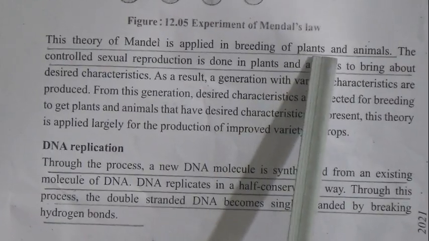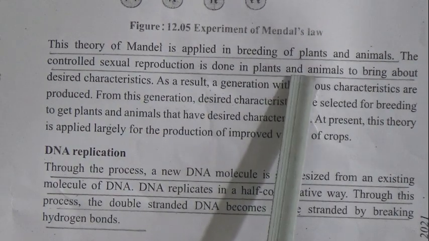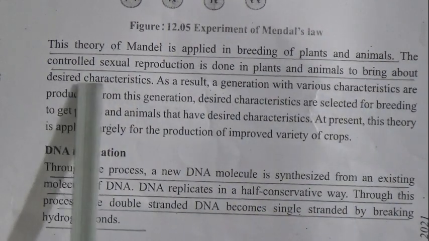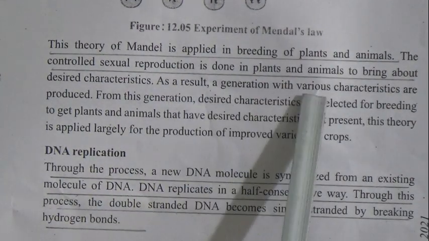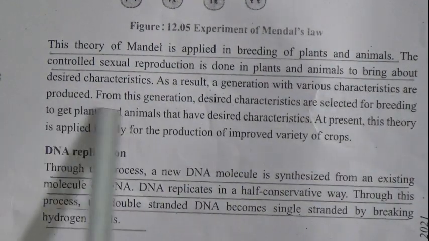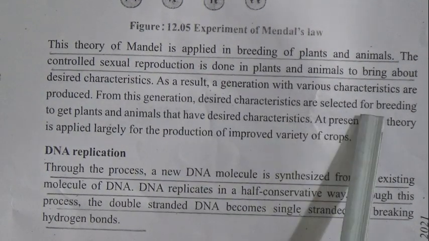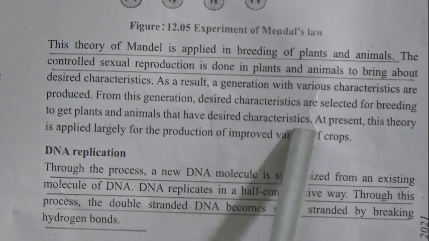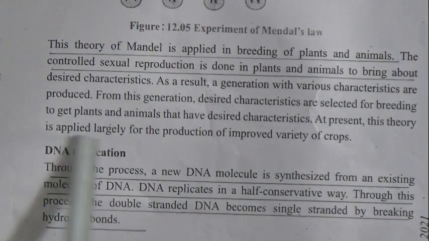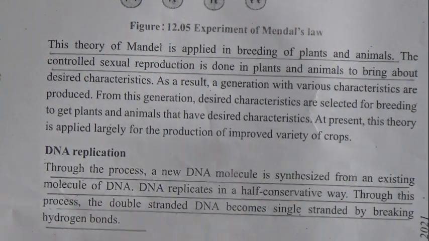This theory of Mendel is applied in breeding of plants and animals. Controlled sexual reproduction is done in plants and animals to bring about desired characteristics. As a result, a generation with various characteristics is produced. From this generation, desired characteristics are selected for breeding to get plants and animals that have desired characteristics. At present, this theory is applied largely for the production of improved varieties of crops.